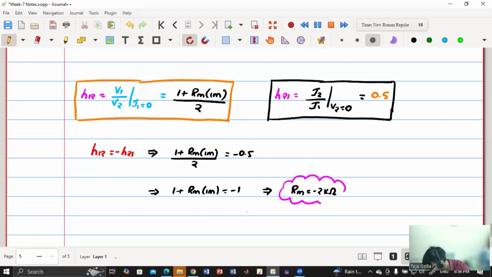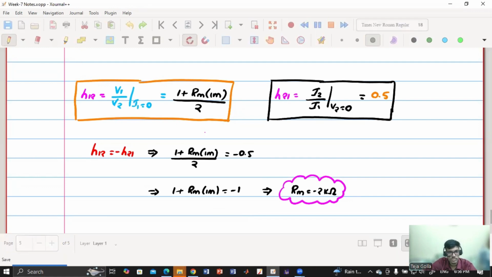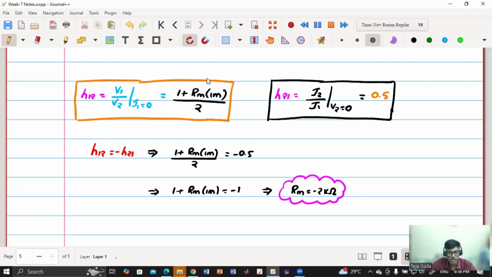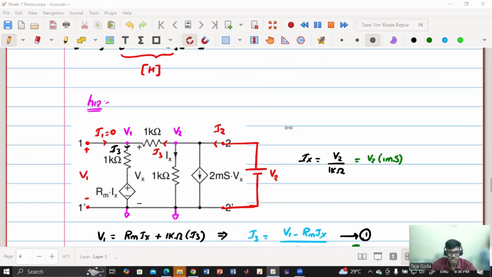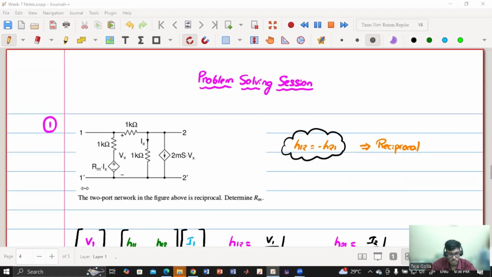So is this clear? This problem, how we are doing? Or do you have any doubts? Sir, I have a doubt. In every case, is H12 equal to minus H21, sir? Yes, only when it is reciprocal. Only when it is reciprocal, because in the question they have given that. Sir, here how we can say it is reciprocal? They have given. Yes, sir. Okay, sir.